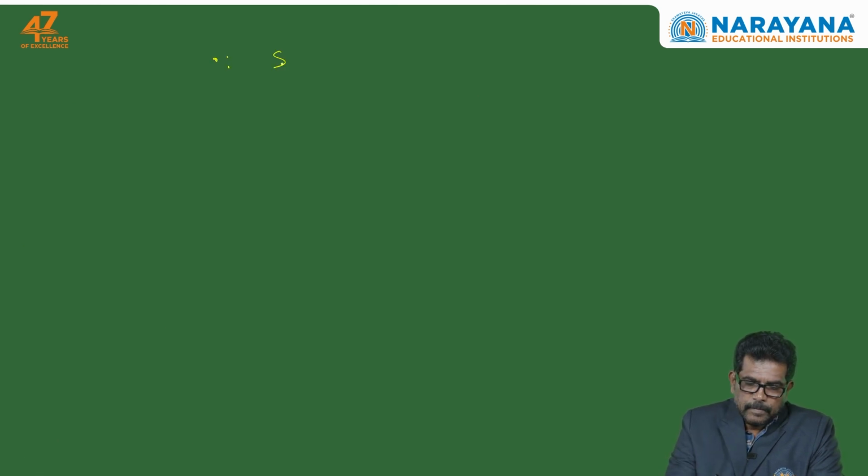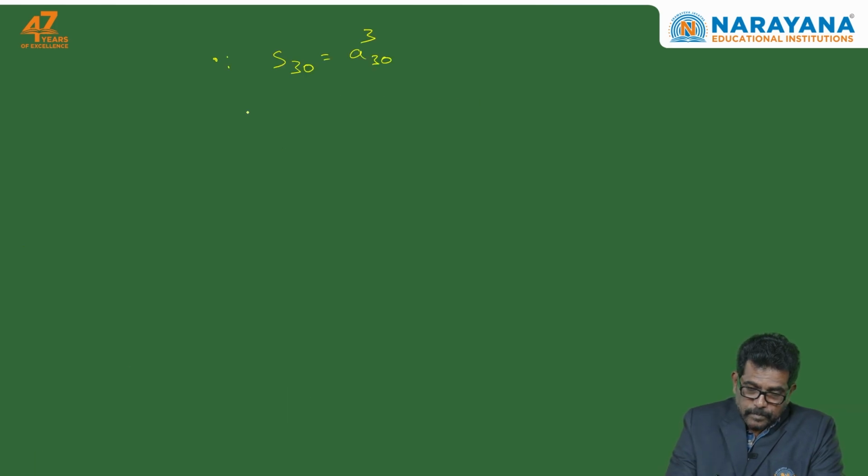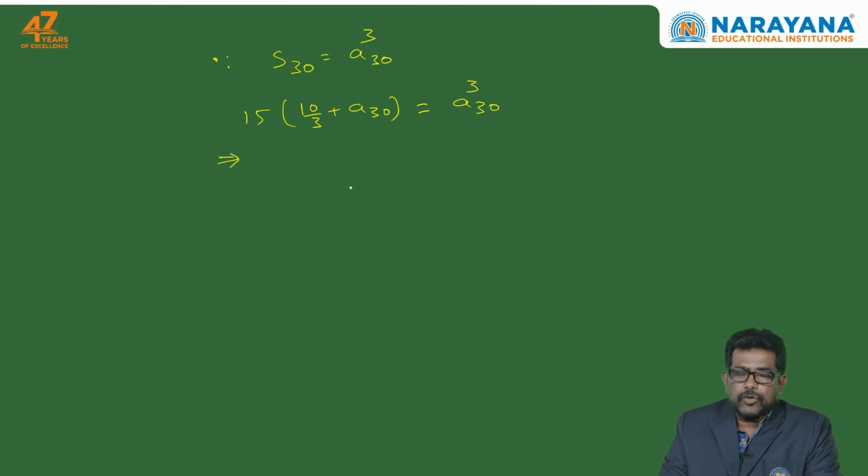Since S30 is equal to A30 cube, and S30 is 15 times (10 by 3 plus A30), this is equal to A30 cube. Now observing here, we get a cubic equation: A30 cube minus 15 A30 minus 50 is equal to 0.